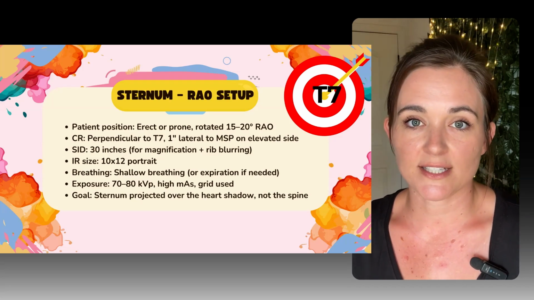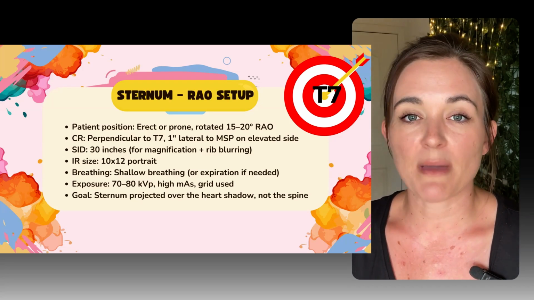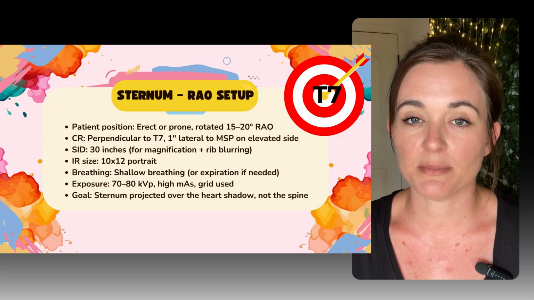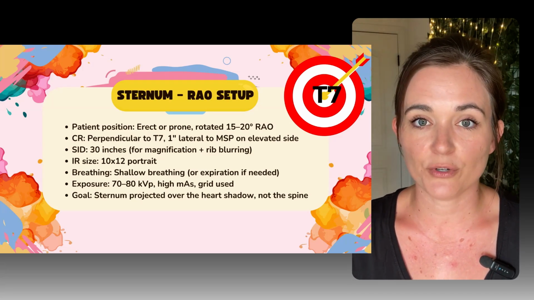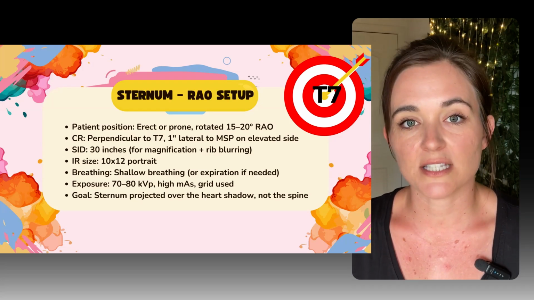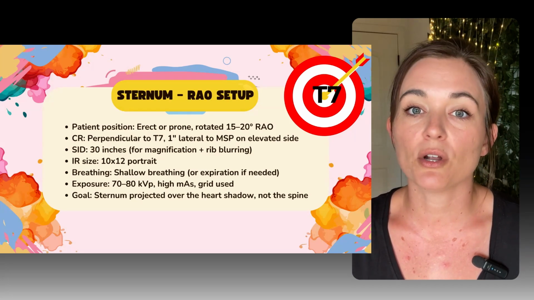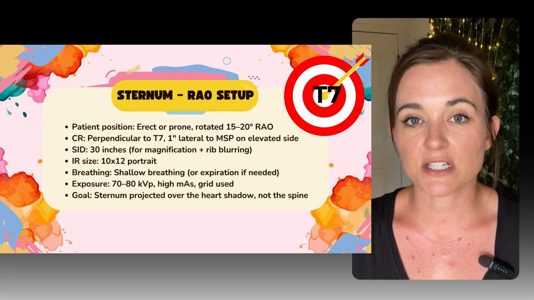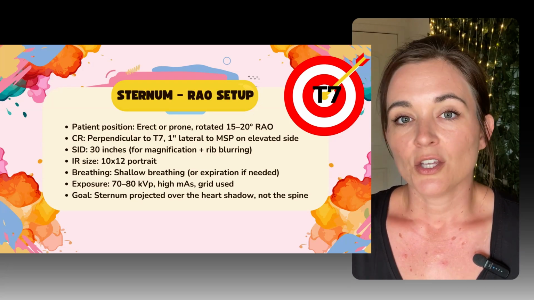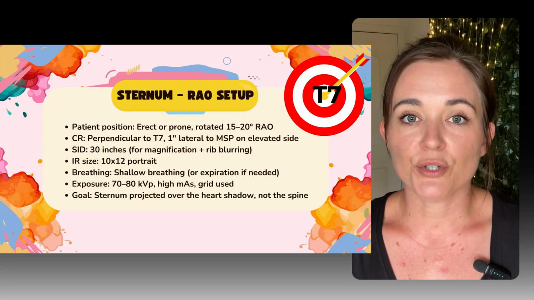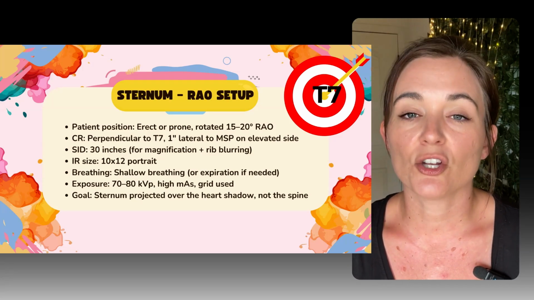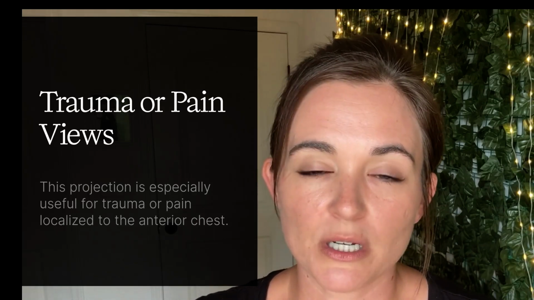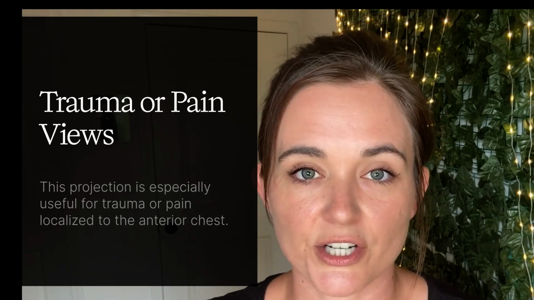Use a 30-inch SID if possible. This helps increase magnification slightly to improve visibility. Collimate closely to include just the manubrium through the xiphoid process. Use a breathing technique, shallow breathing, to blur out lung markings, or a short exposure on expiration if needed. For your exposure technique, you want to use between 70 and 80 kVp, a high mAs, and a grid is recommended. This projection is especially useful for trauma or pain localized to the anterior chest.